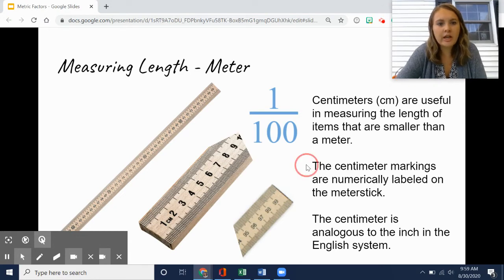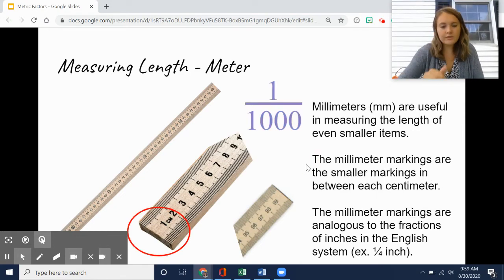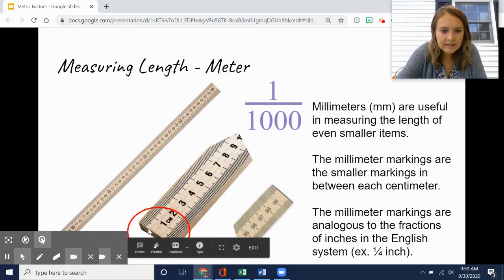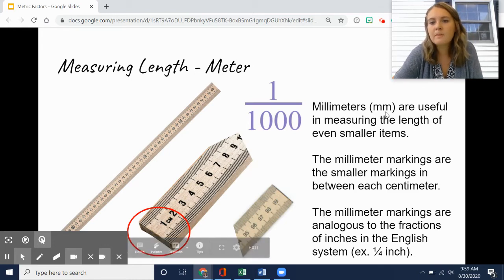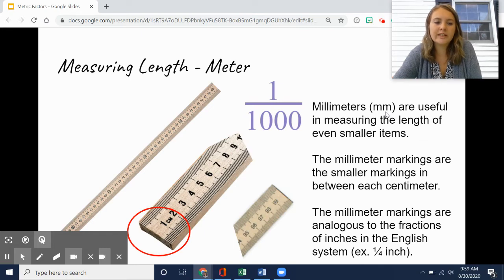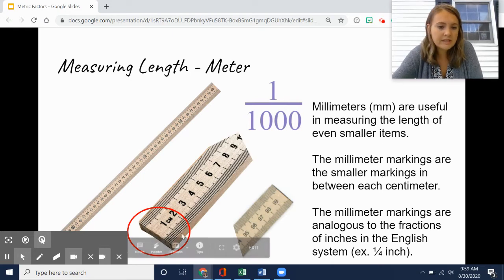And then let's go ahead and look at millimeters. So if you look closer at that meter stick, we see that in between every centimeter marking, there's 10 little markings, and these are our millimeters. Millimeters, mm is our symbol. And these are useful for measuring even smaller numbers, but also measuring things with a little bit more precision.